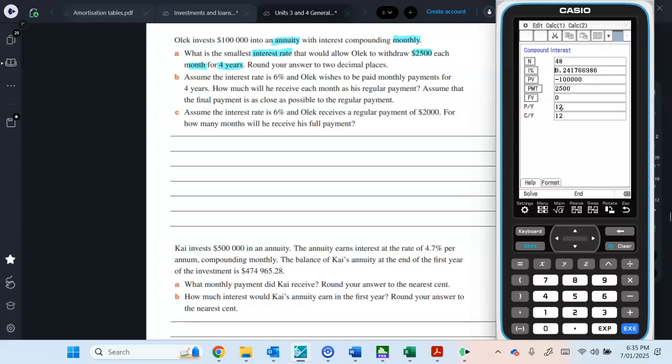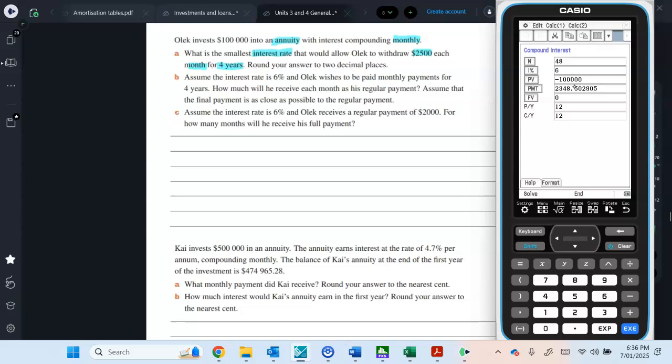Assume the interest rate is 6% and Oleg wishes to be paid monthly payments for 4 years. How much will he receive each month as his regular payment? Assume that the final payment is adjusted. Okay, so we're just changing this interest amount to 6. And so what will he receive? There we go. So $2,348.50. So that remaining decimal places, that's where it's fixed at the end. So when it refers to the final payment, everything just changes, because obviously with cents we only go to 2 decimal places.